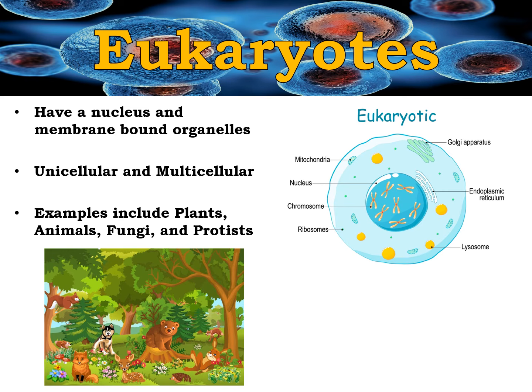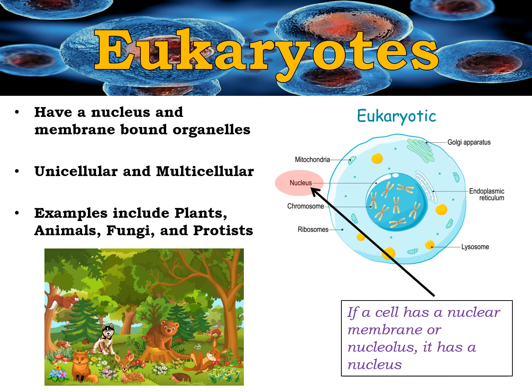Now, sometimes instead of saying nucleus, you might hear the word nucleolus or nuclear membrane. These are structures you only find around a nucleus. So if a cell has a nuclear membrane or a nucleolus, it is eukaryotic. However, if it has a nucleoid, it's prokaryotic.